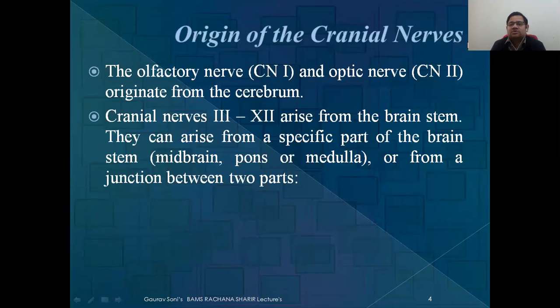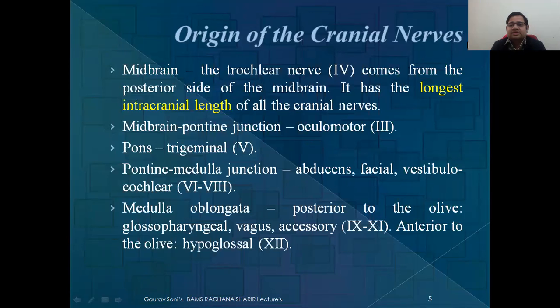So let's see the origin of the cranial nerves first. The olfactory nerve, that is one, and the optic nerve, that is the second nerve, originate from the cerebrum directly. The rest, that is cranial nerves 3 to 12, arise from the brainstem. They can arise from a specific part of the brainstem, that is from the midbrain, pons, or medulla, or from the junction between these parts. So here we can summarize it.